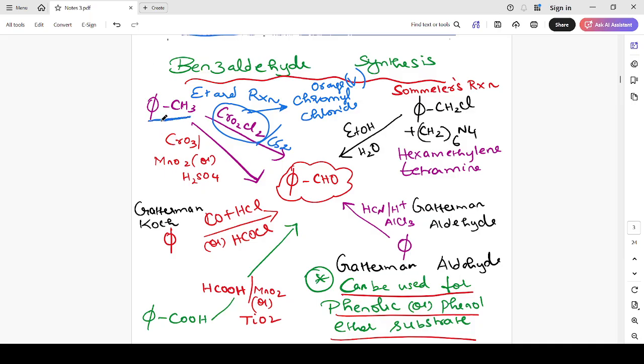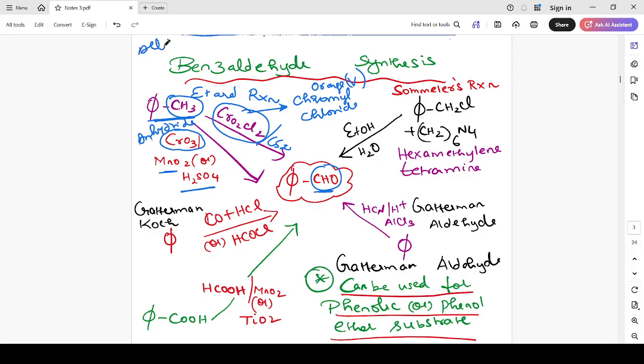The next one, I have toluene. Either I react it with chromium trioxide in anhydride form. That means it is not going to give me complete oxidation, but retarded oxidation, where it ends with benzaldehyde. Or if I use MnO2 in the presence of H2SO4, manganese dioxide in the presence of H2SO4, which oxidizes toluene to form benzaldehyde.